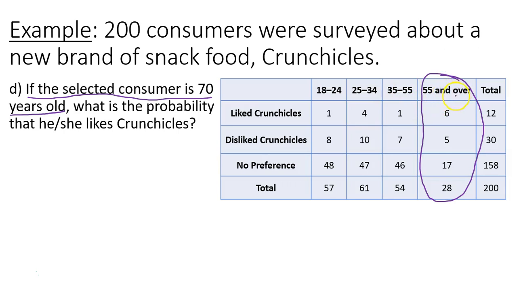So in the 55 and over group, I have a total of 28 people. Favorable outcomes are those that liked Crunchicles. So in the 55 and over age bracket, how many people like Crunchicles? 6. Simplify the fraction, you'll get 3 out of 14.